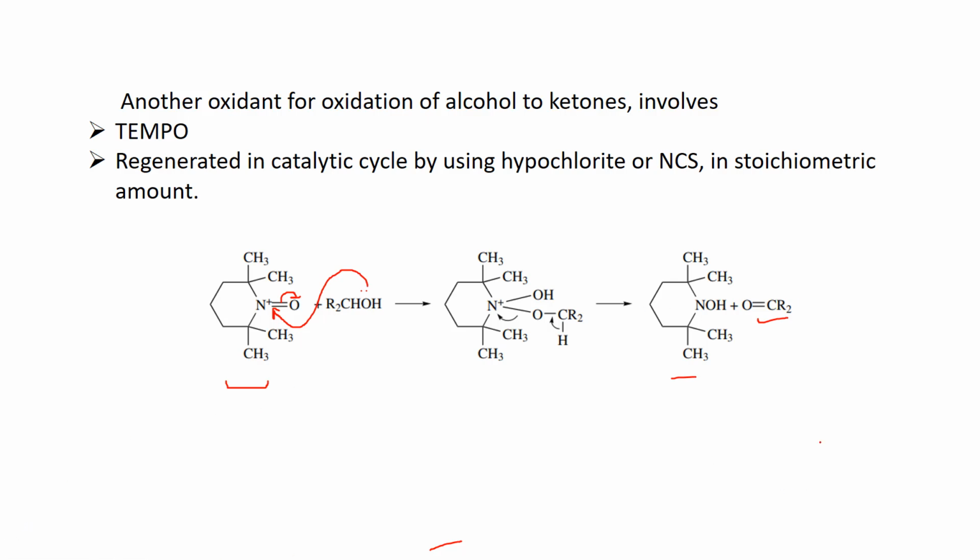So that's why, to reduce the use of TEMPO, we can use different types of hypochlorite or N-chlorosuccinimide as an oxidant, and it will regenerate TEMPO from its reduced form. If you use this type of chloride reagent, it will oxidize the reduced species in the medium and regenerate TEMPO, and this TEMPO will again react with another molecule. So in that case, you can use TEMPO in a catalytic amount.